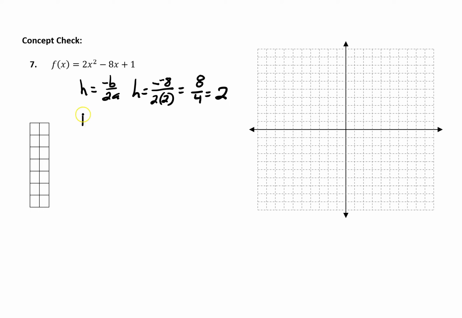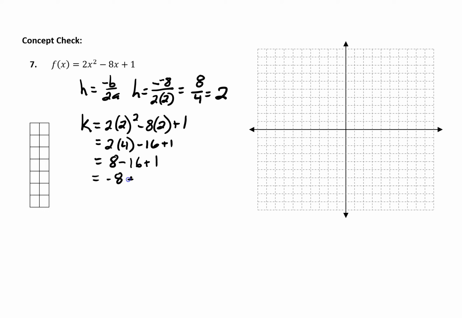I take that positive 2, substitute it into the equation, follow the order of operations, and we find out that the vertex is the ordered pair 2, negative 7. Okay. The a value for this function is positive 2. That means from my vertex, I can go over 1 and up 2.